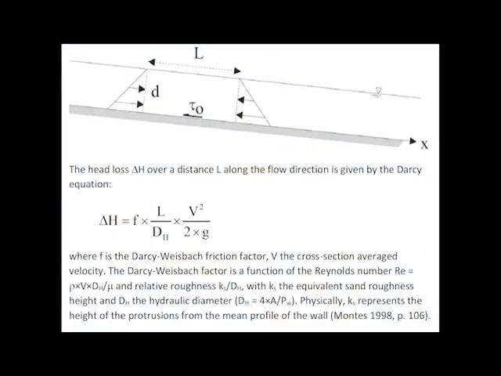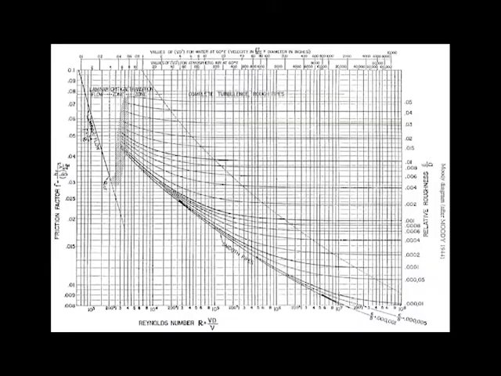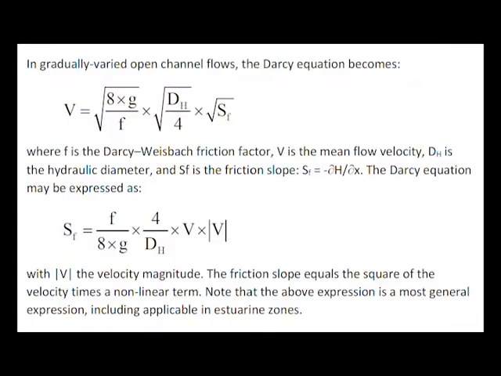The head loss over a distance L along the flow direction is given by the Darcy equation, in which the Darcy friction factor f is a function of the Reynolds number and the relative roughness, with ks the equivalent roughness height, which represents the height of the protrusion from the mean profile of the wall. The friction factor may be estimated graphically from the Moody diagram or, in turbulent flow, using the Colebrook-White formula.